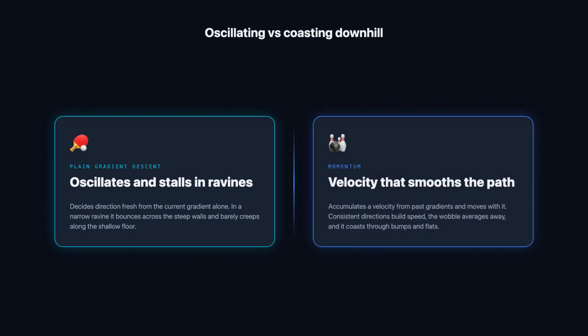Momentum gives the optimizer mass. Instead of stepping on the current gradient alone, it accumulates a velocity from past gradients and moves with that. Consistent directions build up speed, the back and forth wobble averages away, and it coasts straight through small bumps and flat regions that would stall the plain method cold.